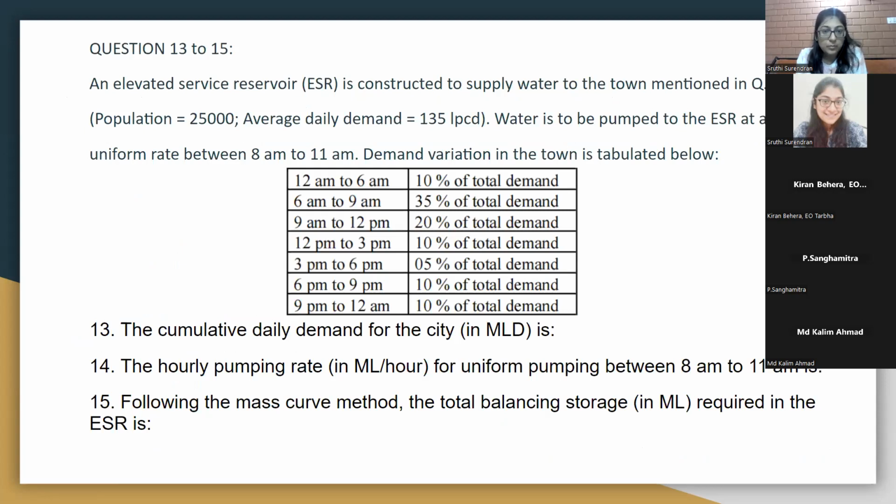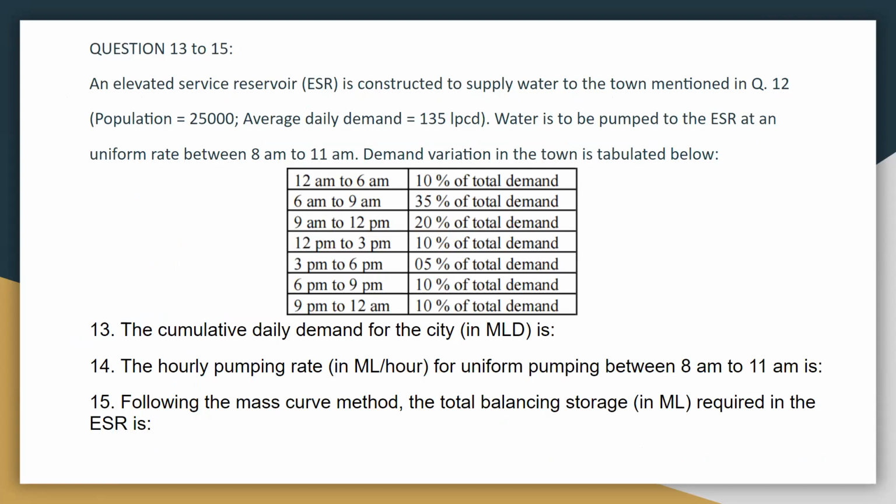Now we'll move on to some more estimation problems. Here they have again provided an elevated service reservoir with the values: population 25,000, average daily demand is 135 liters per capita per day, and water is pumped from 8 a.m. to 11 a.m. Like we had discussed earlier, we had to take care of the capacity of the reservoir in such a way that it is taking into consideration the hours of the supply also.